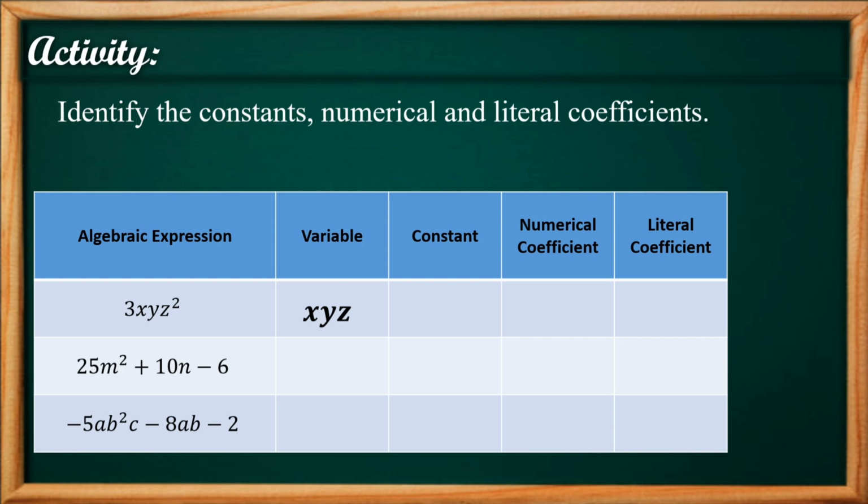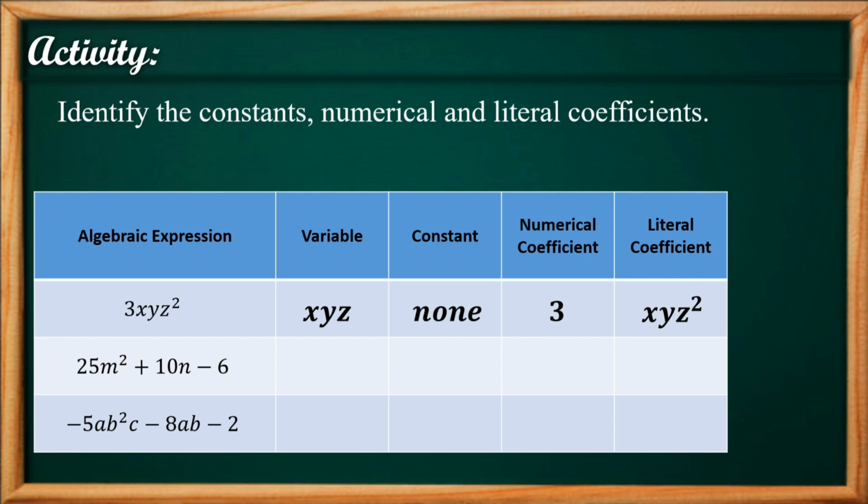Okay, next, what is the constant? Uulitin ko, ano yung constant? The constant is a number without a variable. Therefore, none. Then, the numerical coefficient, which is 3. That is the numerical coefficient, the number part of a term. And the literal coefficient is the variable part of a term including the exponent. Therefore, xy squared.